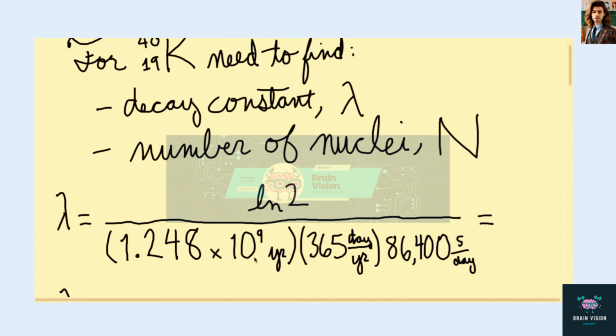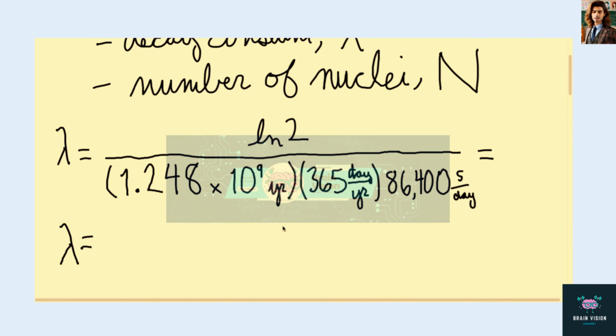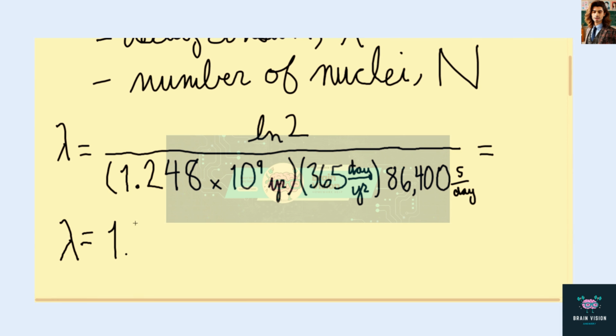We have the actual half-life in years. We multiply it by the number of days in a year and multiply that by the number of seconds in a day. Doing that, we get a result for our decay constant of 1.79 times 10 to the negative 17th reciprocal seconds.